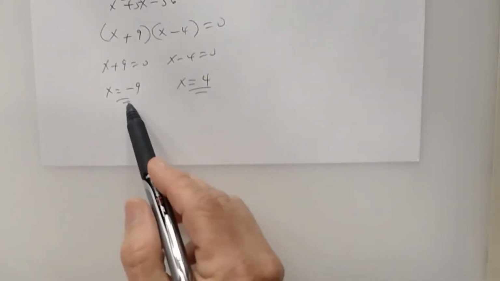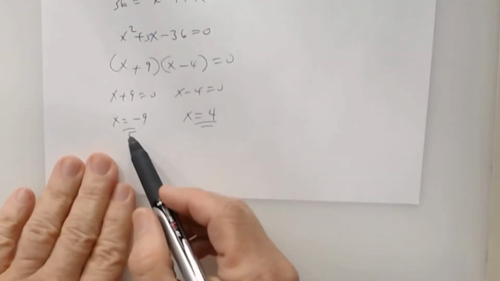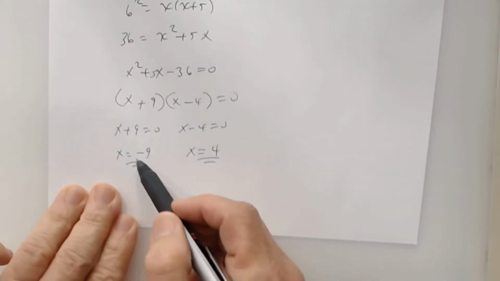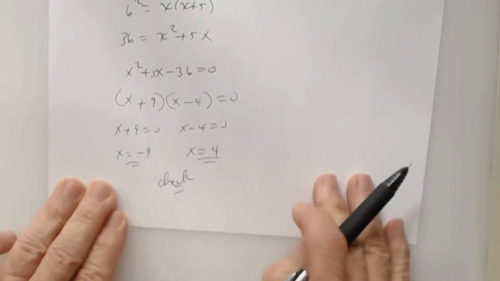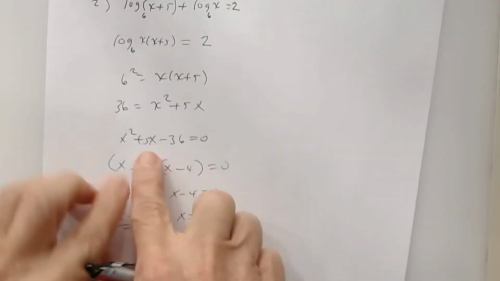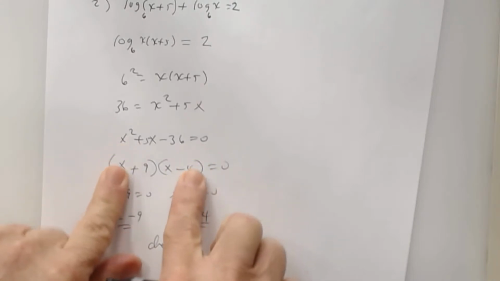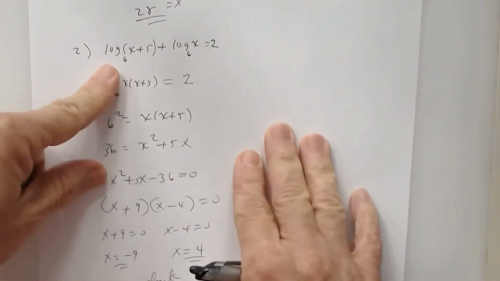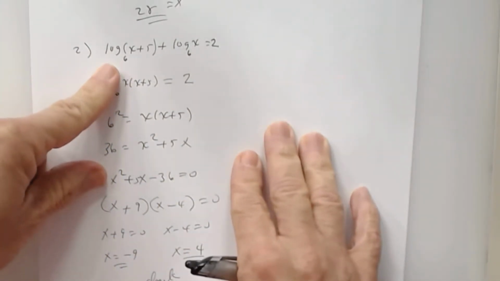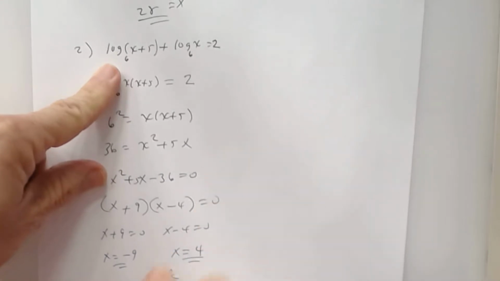So here's the other thing you got to do. You got to make sure that these numbers don't make my argument negative. So you got to check these. You must check. Those are solutions to this quadratic equation, but are they solutions to the log equation? Only one. Which one? Which one do you know is not going to work? The negative. The negative 9.